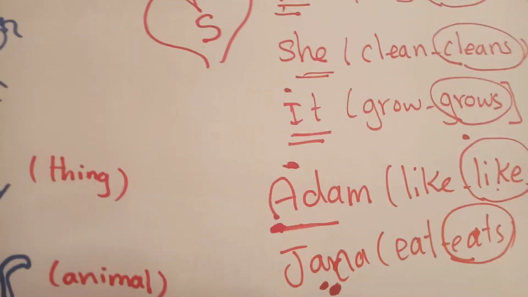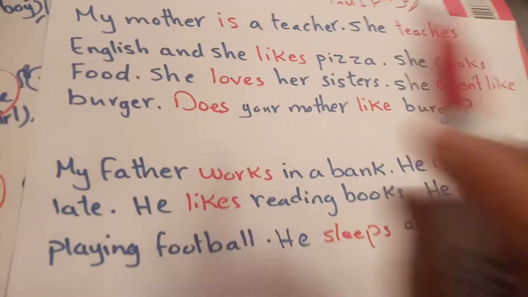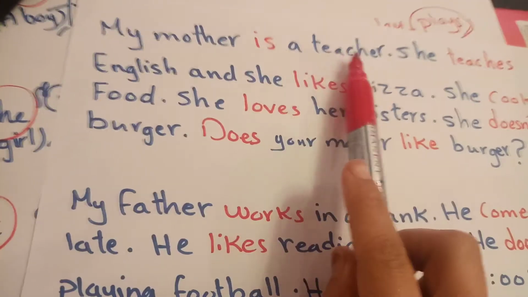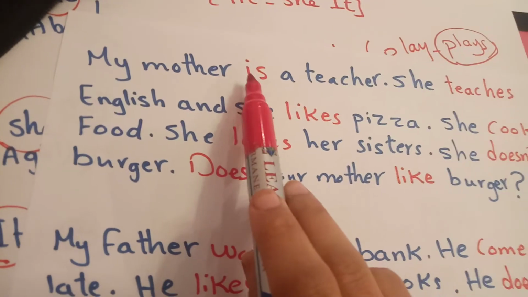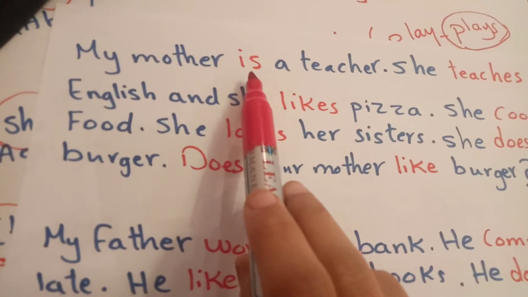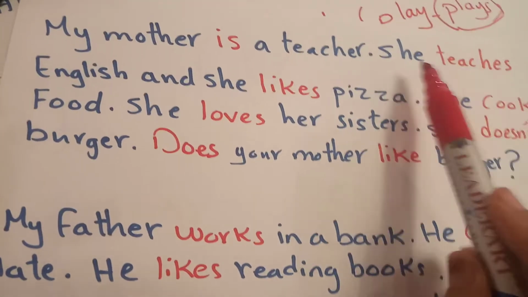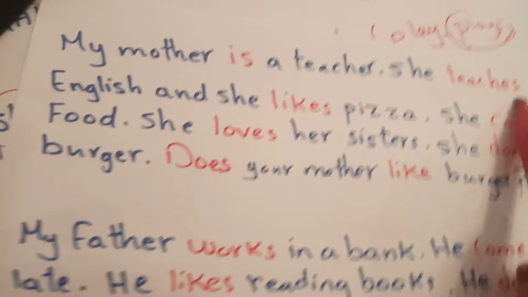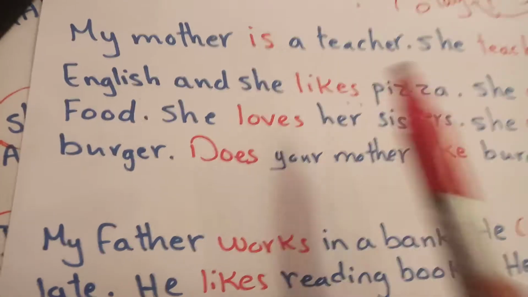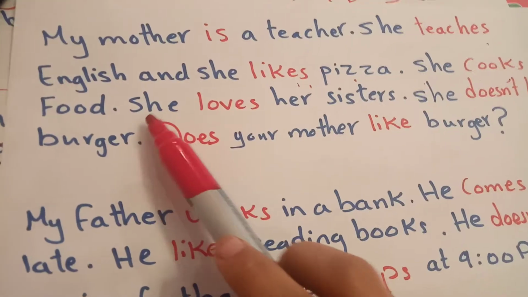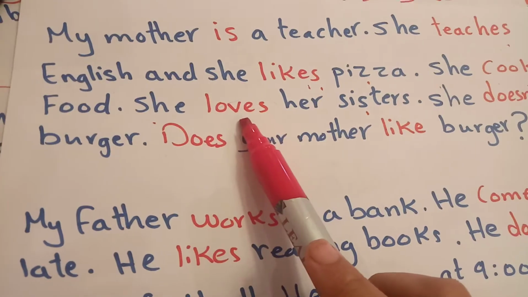Okay, let's read this story about the present simple. My mother is a teacher. Is here is present simple. Is, am, is, are, they are the verb to be in present simple. My mother is a teacher. She teaches. I talk about my mother. She teaches English and she likes pizza. She likes. She cooks food. She loves her sisters. Look at the verbs. I add S to the verbs.